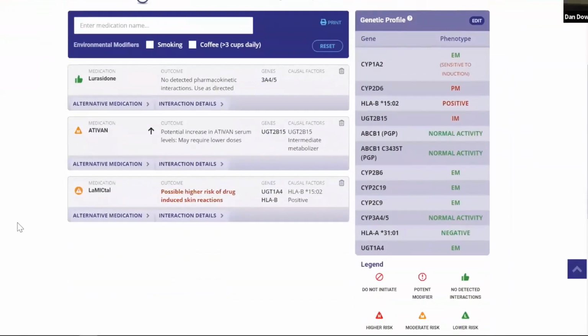Well, we've added the Lamictal and we get a red flag. Uh-oh, caution, possible higher risk of drug-induced skin reactions. Now, this is not a pharmacokinetic interaction, but this is related to the HLA-B genotype. Having this genotype increases your risk of Stevens-Johnson by about 2.5 to 3-fold. So I probably wouldn't be all that comfortable with Lamictal.